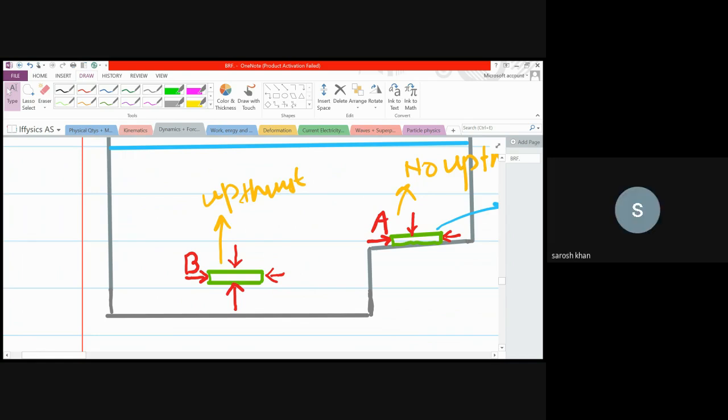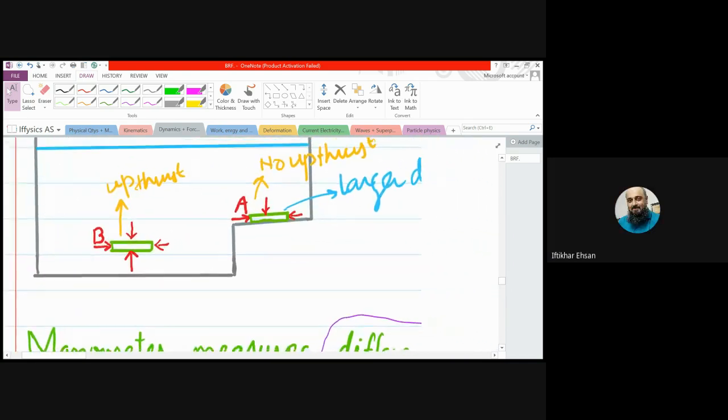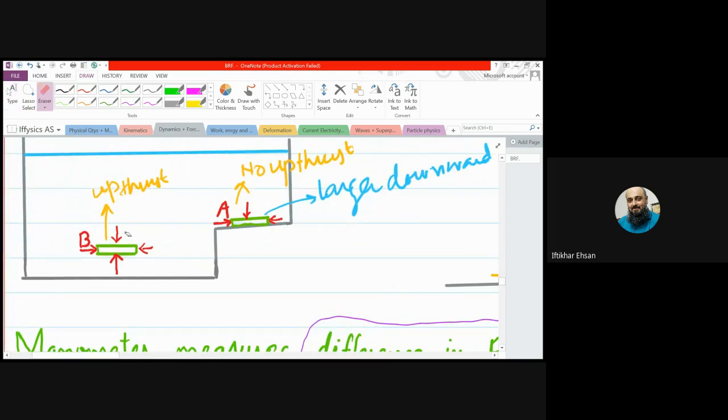B. A will experience larger pressure. Why? Because B will experience the pressure from all sides. So the pressure at the bottom is always larger than the top. So the upward pressure is easily cancelled, and even some upward pressure is left after subtracting the pressure at the top.